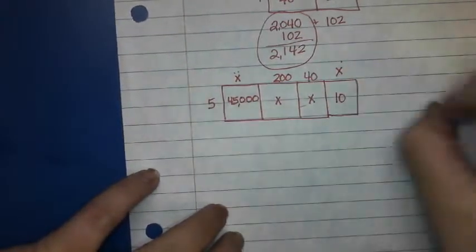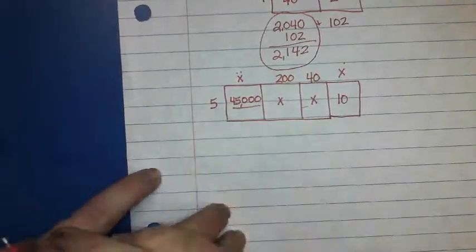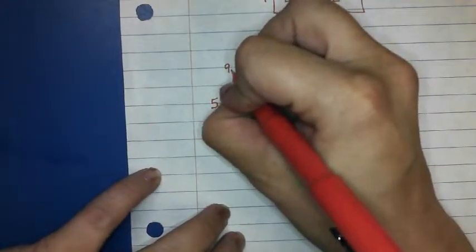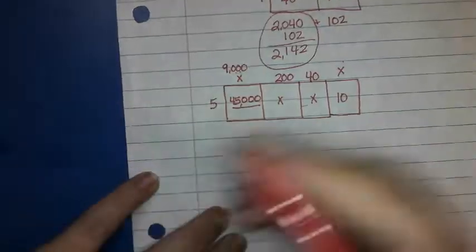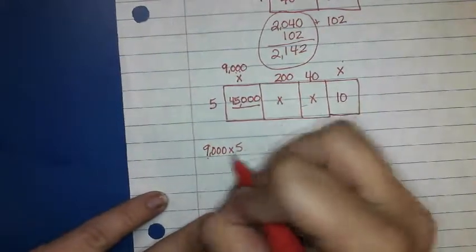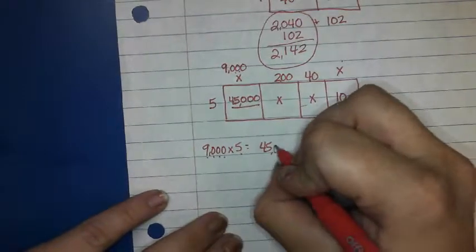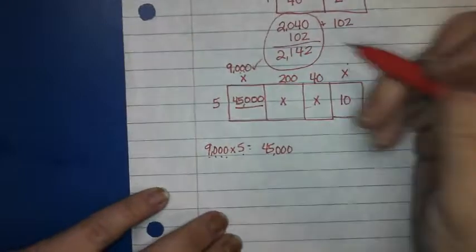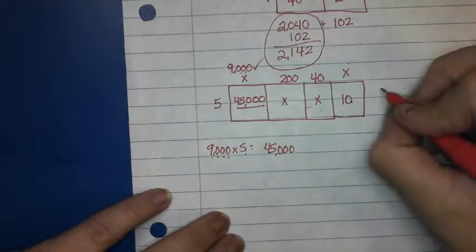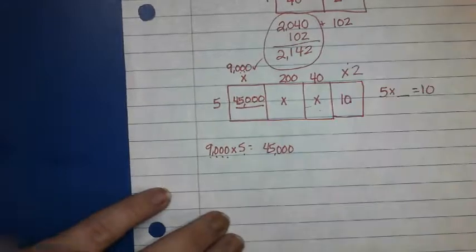And they have to know how to work it backwards. For example, here they'd have to see what times 5 gives me 45,000. And hopefully they would notice that it would be 9,000, and then they could check. 9,000 times 5, well, 9 times 5 is 45. Do I have the right number of zeros? I do. So that must be correct. And then they go and they find the product here, and they find the product here, and they have to find it backwards here. What times 5 is going to give me 10? And that number would be 2.